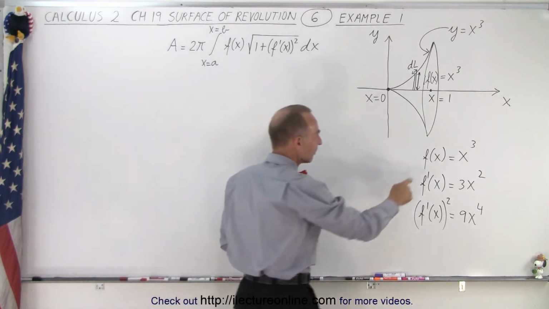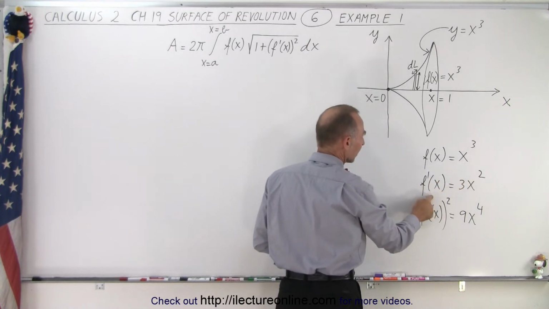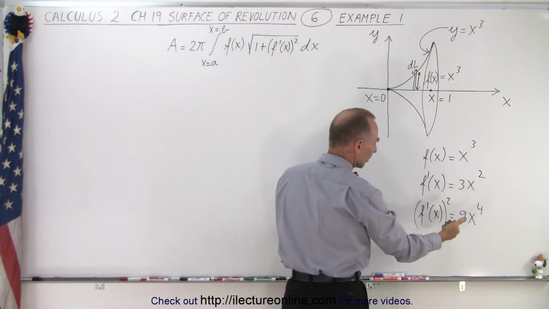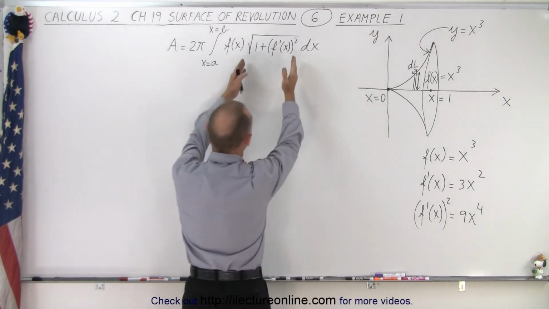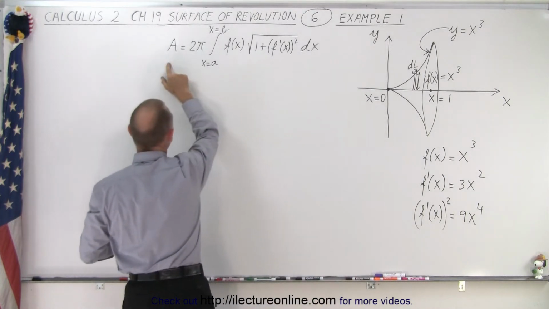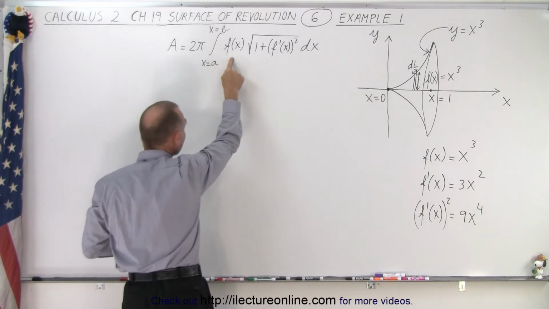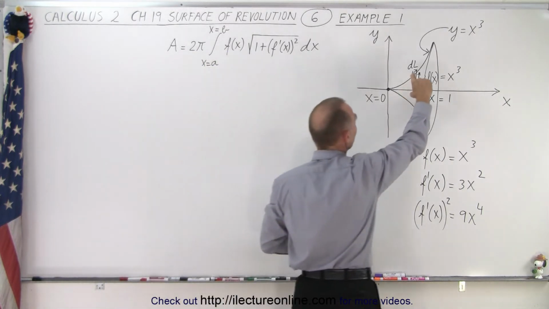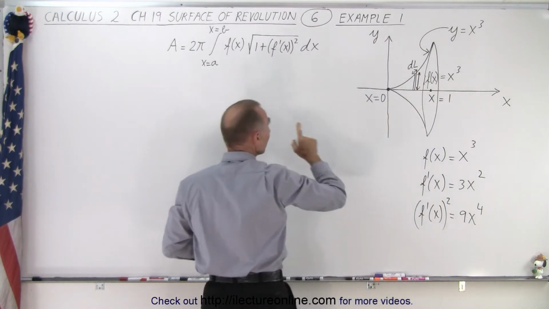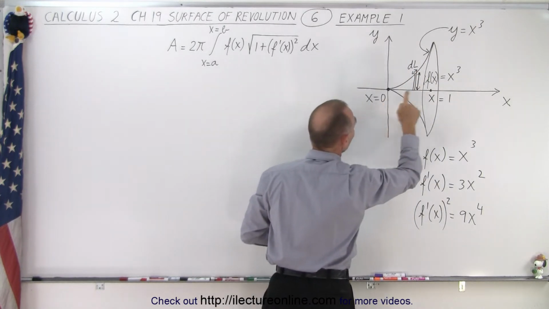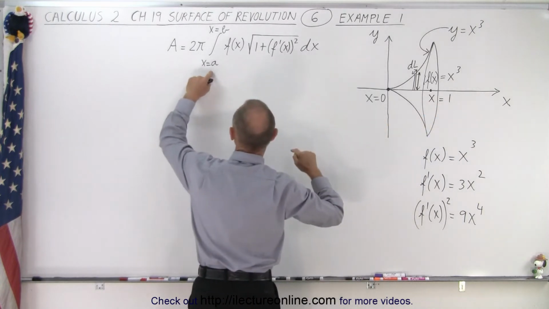So here we can say that f of x equals x cubed, so the derivative of that is 3x squared. We square it and we get 9x to the fourth. We're of course going to need that for this portion right here. We have the area is going to be 2 pi times the radius. Now in this case the radius is going to be f of x because it's in this direction right here. And the limits are going to go from x equals 0 to x equals 1. So those are the limits from a to b.